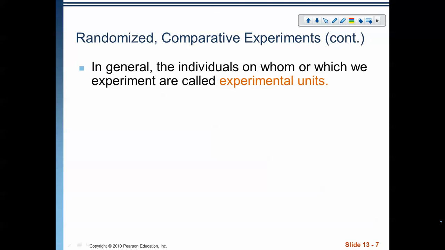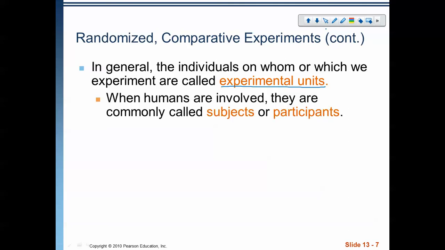In general, individuals on whom or which we experiment are called experimental units. These could be people. These could be plants. These could be candy bars. They could be anything, right? It's an experimental unit. It's whatever we're performing the experiment on.